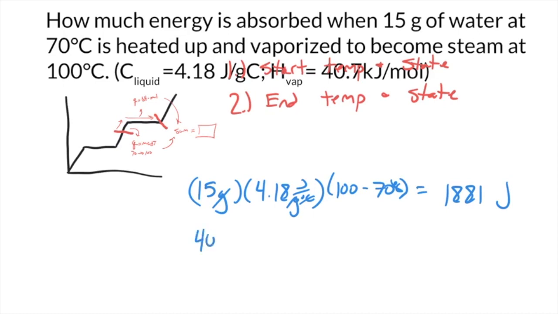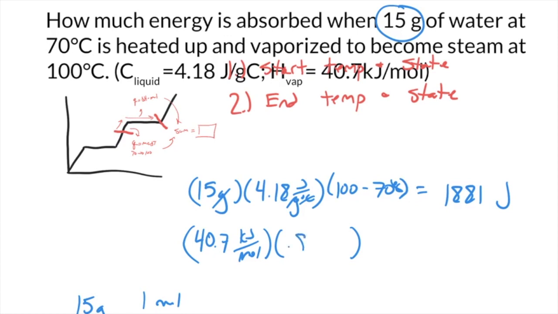That table tells me that it's 40.7 kilojoules per mole of energy, and I'm going to multiply that by the number of moles. But I don't have number of moles, I have number of grams. This is a simple calculation. If I know the grams, I can easily calculate the moles if I know the molar mass of a substance. And the molar mass of water is always 18.02. So if I multiply 15 divided by 18.02, I get 0.832 moles.